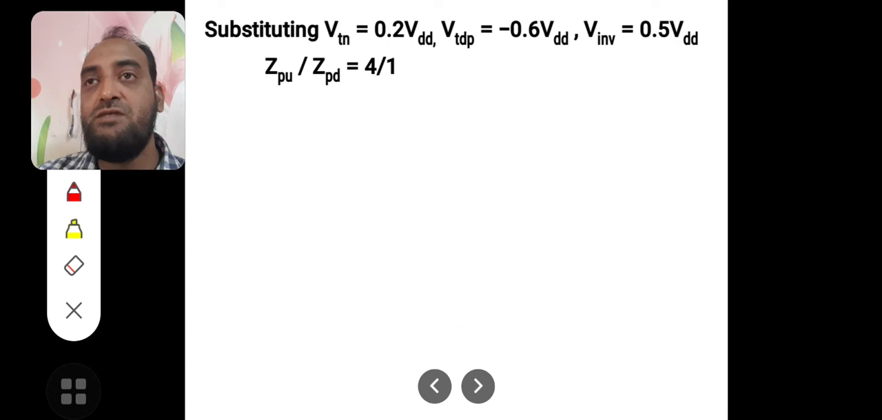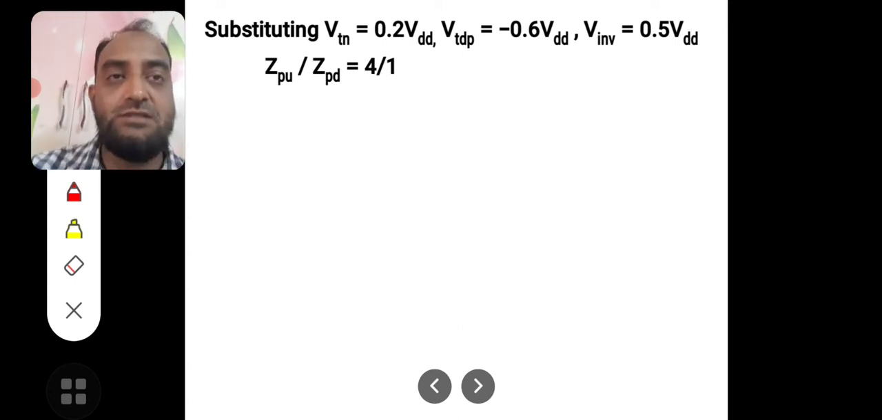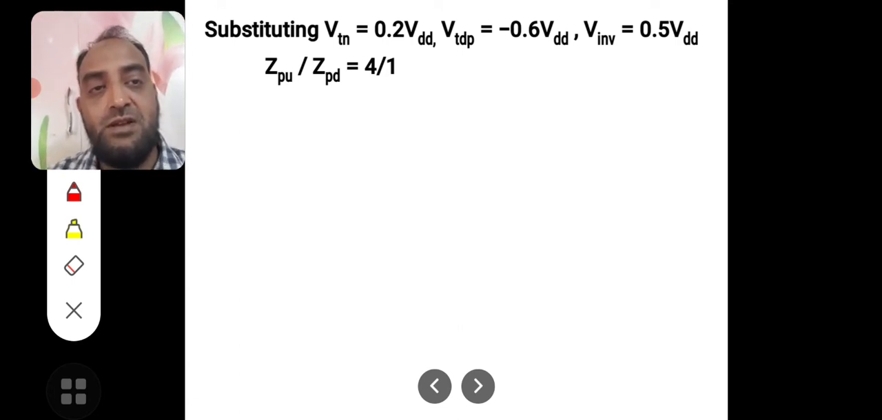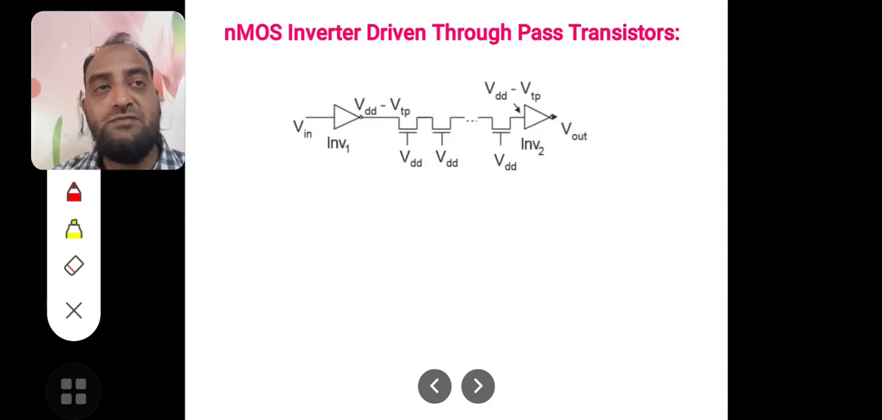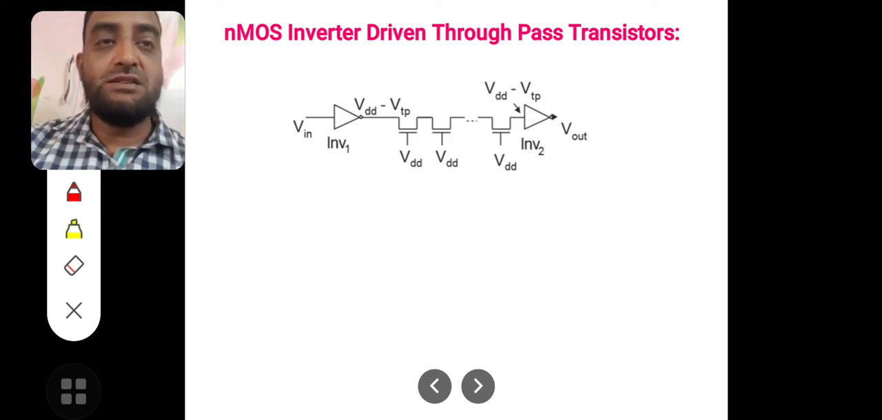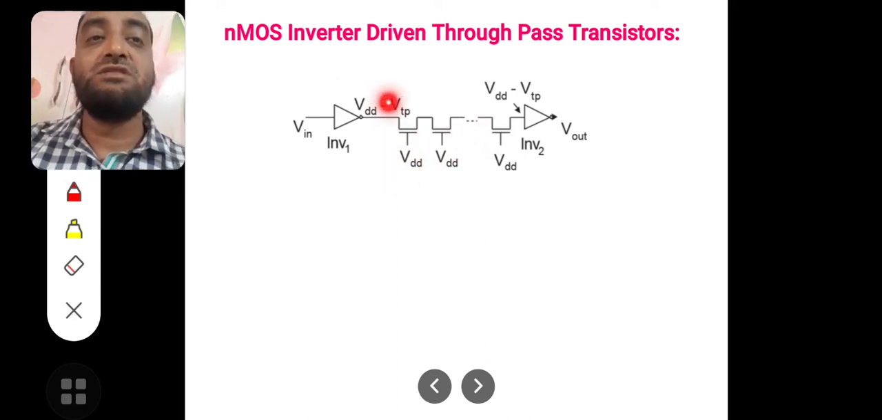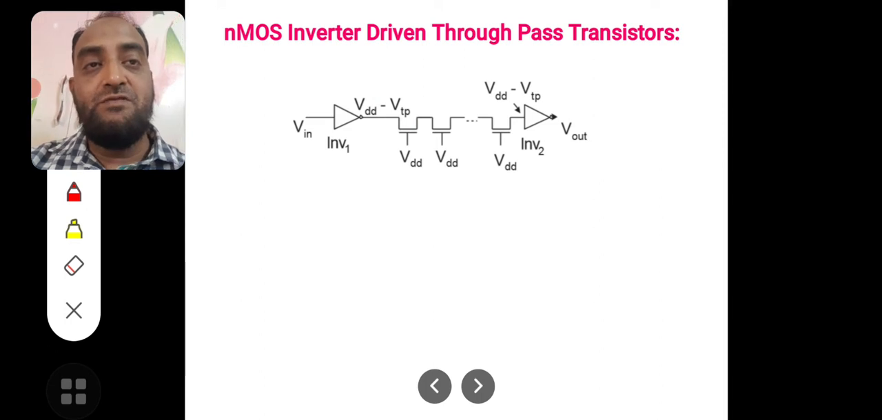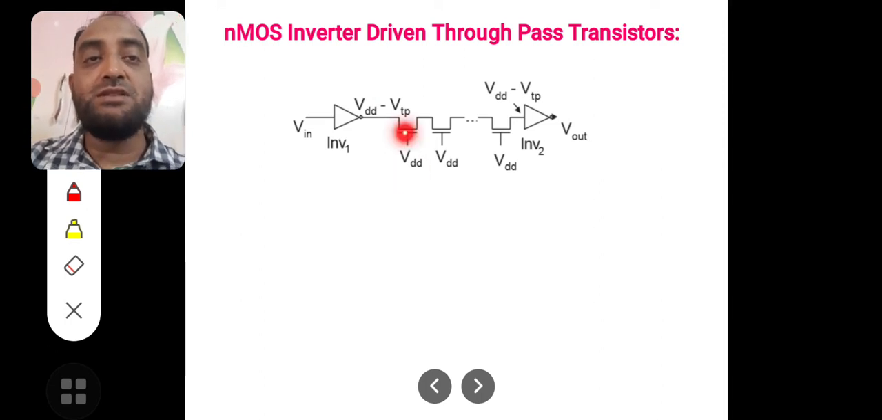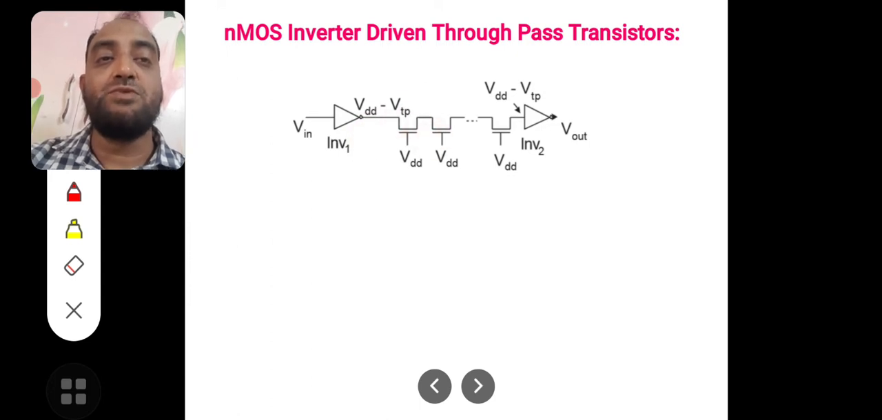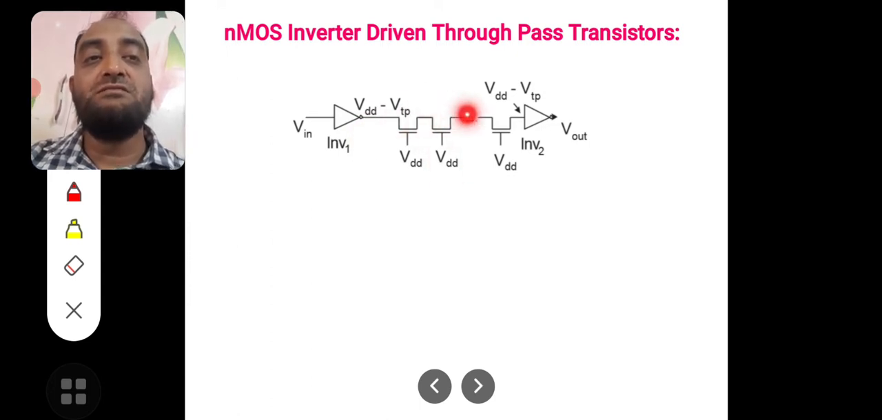This is one case. Now case 2 is an NMOS inverter driven through one or more pass transistors. What is a pass transistor? A pass transistor is a horizontally connected transistor whose gate controls whether to pass or stop. When the gate is connected to the supply voltage, the transistor turns on. Whatever voltage is available here will be transferred to this point. If this is also on, it will pass through like this.